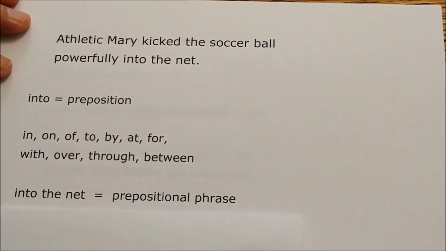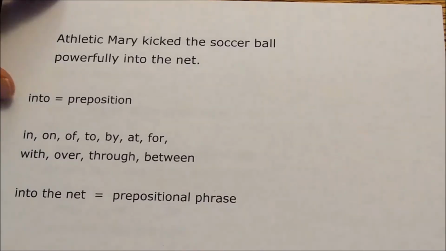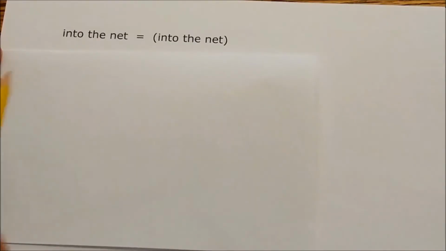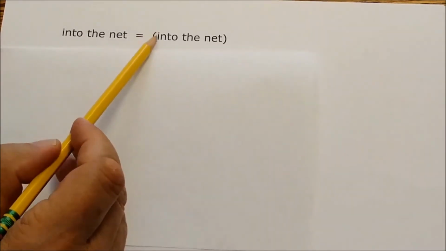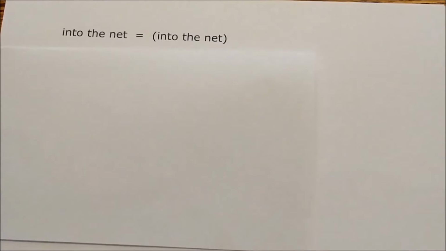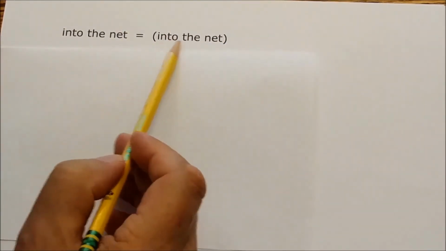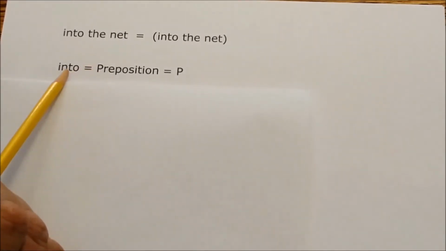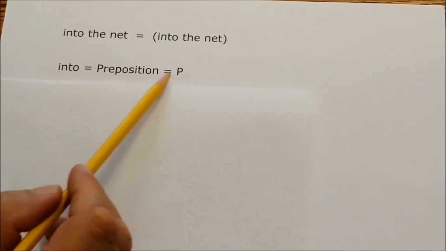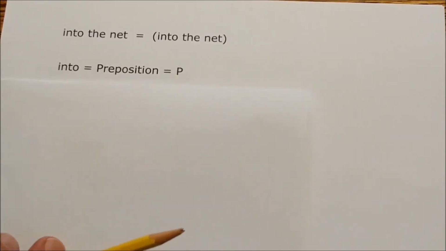Into the net, we call a prepositional phrase. It consists of a preposition and a word at the end of the phrase, making it a prepositional phrase. When we have a prepositional phrase and we want to analyze it in a sentence, we're going to put parentheses around it like this. Anytime you see parentheses, it will indicate prepositional phrase. Into is a preposition by itself. We're going to denote by the capital letter P.